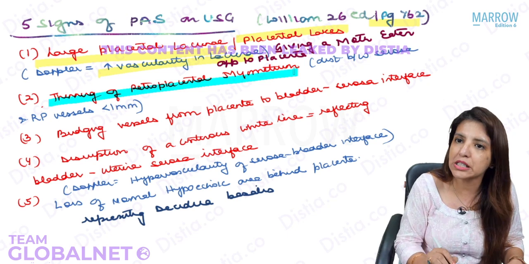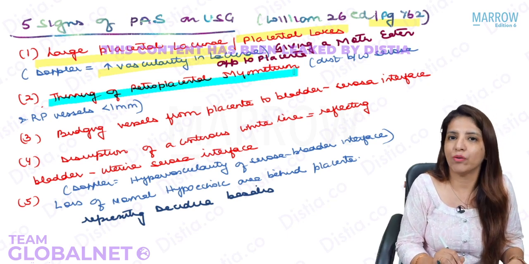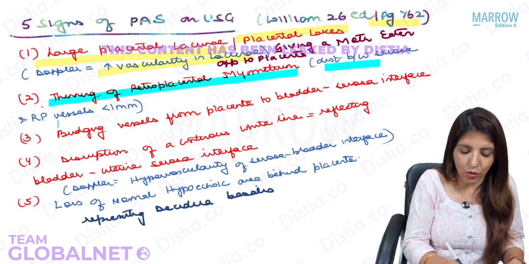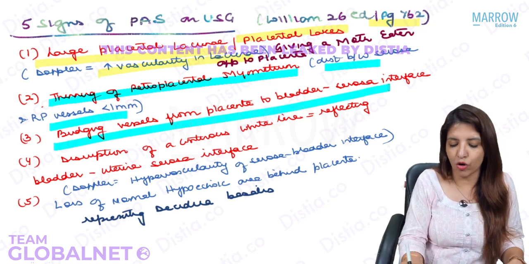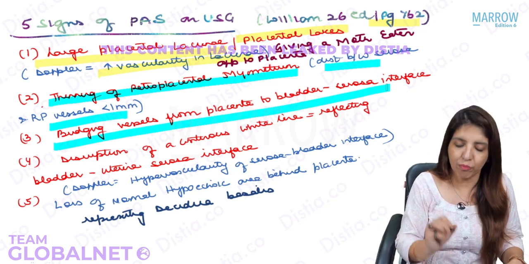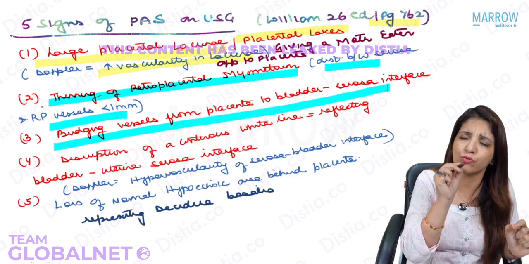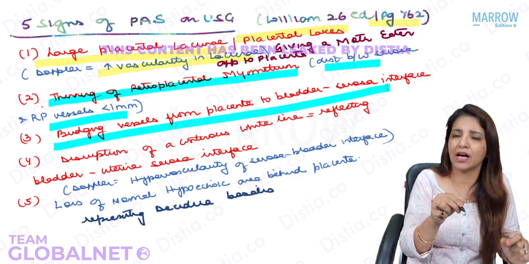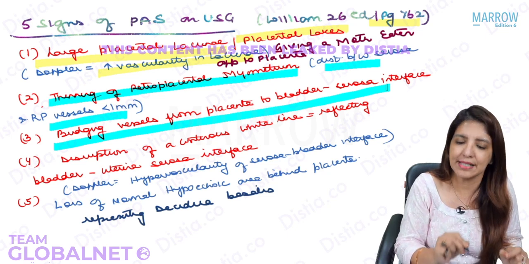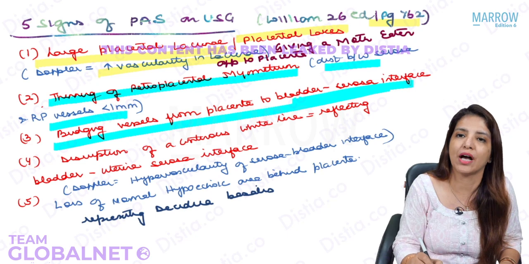That means the distance between the serosa and myometrium will be less than 1 millimeter. Then you are going to get bridging vessels from the placenta to the serosal interface. So there will be bridging vessels present from this abnormal placenta. Vessels are going to arise, and these vessels are going to go up to the bladder serosa interface.